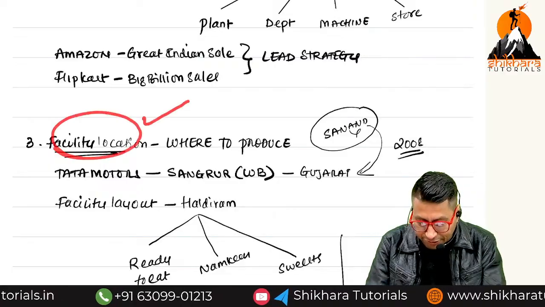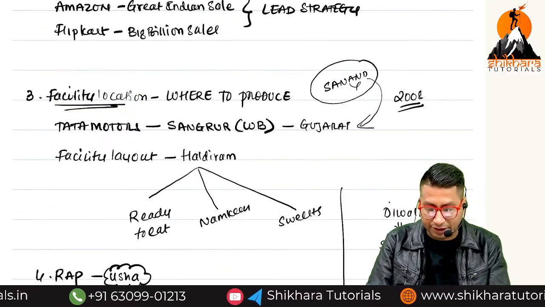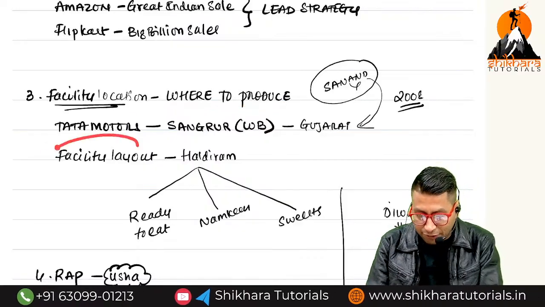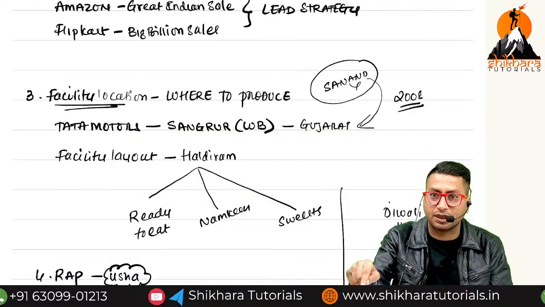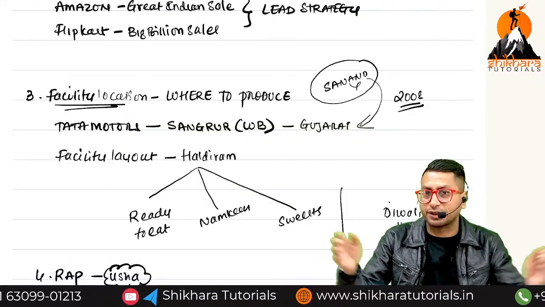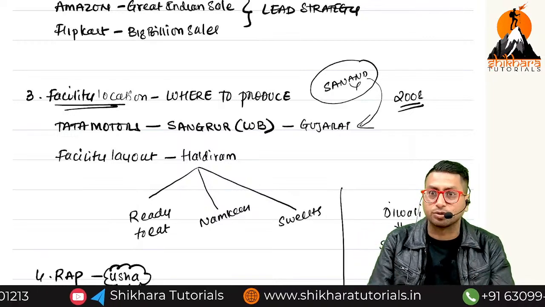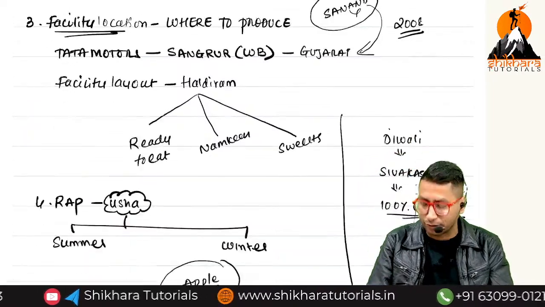Then we discussed about facility location. Facility location means where exactly we have to produce, and facility layout means in that factory what department should be situated where, so that least time should be taken to do work.